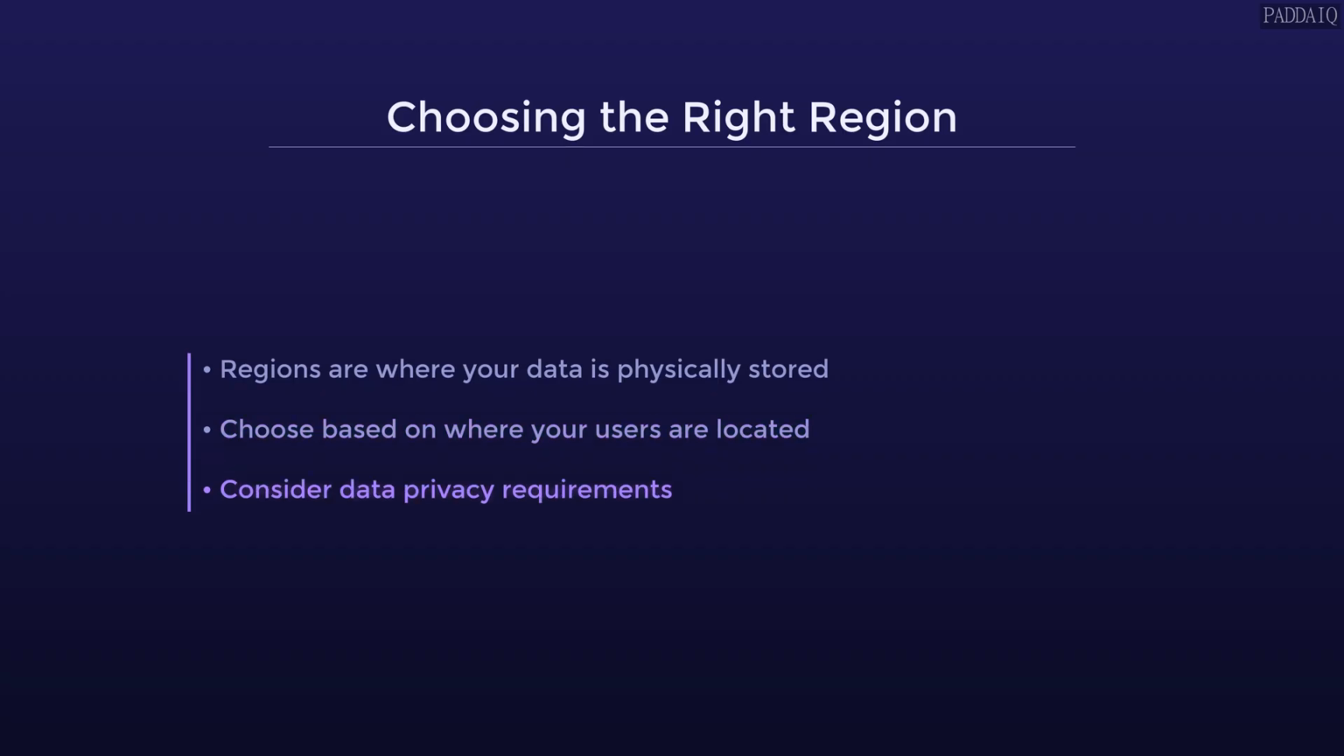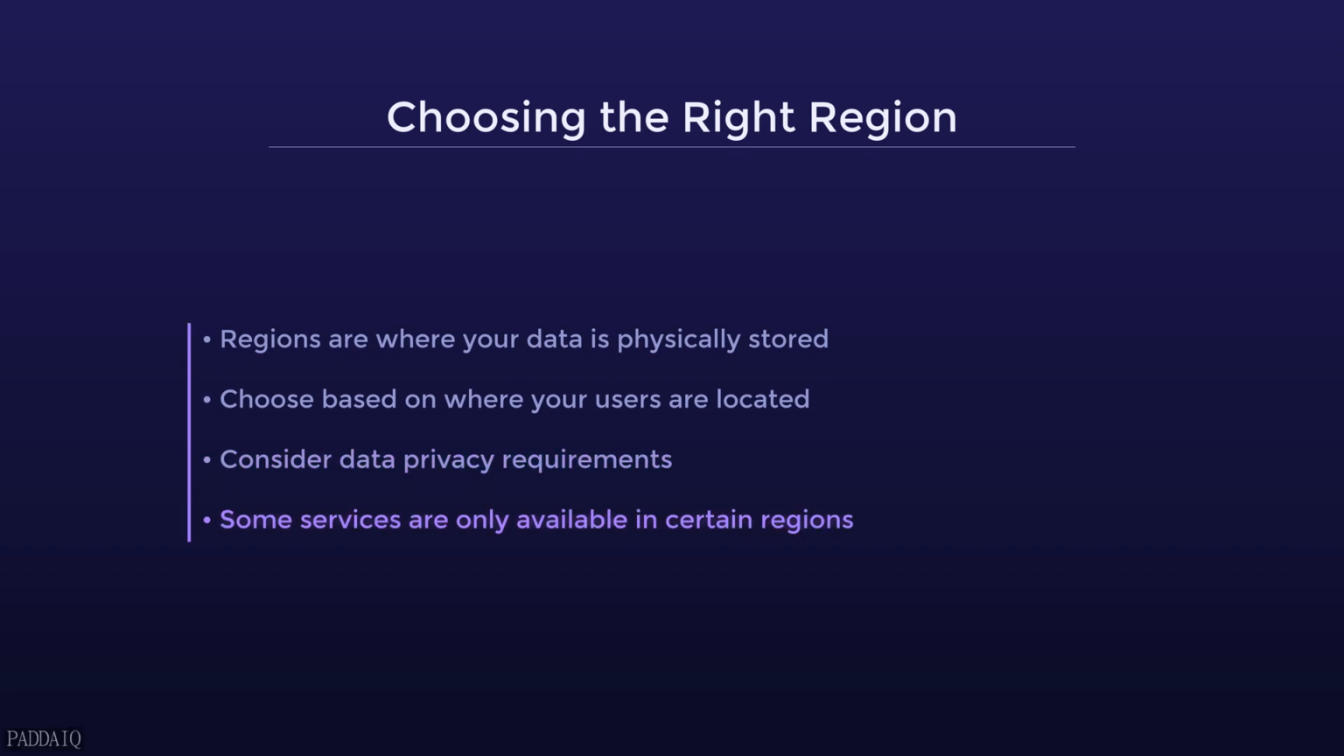Consider data privacy requirements. This means selecting a region whose data protection laws align with your company's policies. For instance, a European company must often use the Europe, Frankfurt region to comply with GDPR. Adhering to these regulations from the start ensures your data handling is legally compliant and secure.